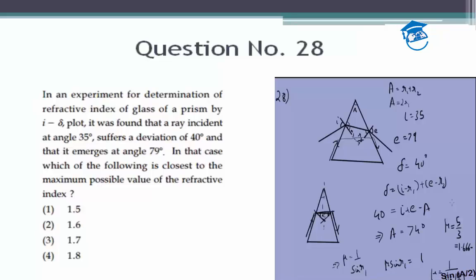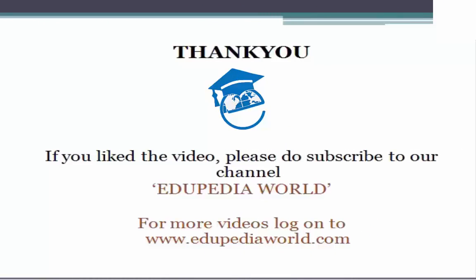The value in the options which is closest to that is 1.7, which is option 3. This completes the solutions. Thank you.